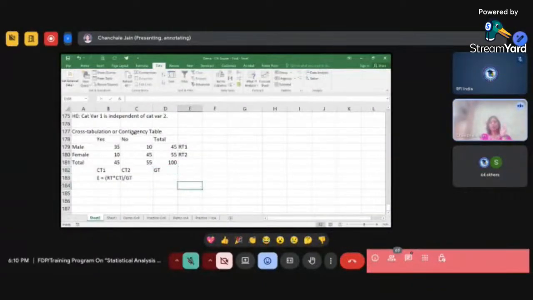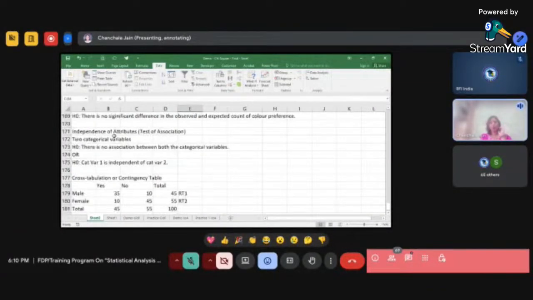So if this concept is clear, I think the hypothesis I already told you. Now I think we are all set to perform the chi-square test using Excel. So shall I go for the chi-square test performance?